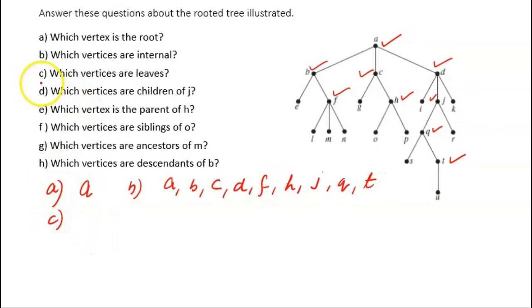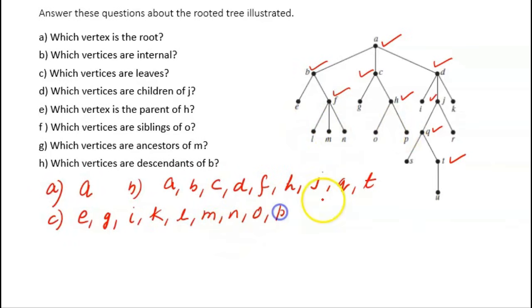Part C, which vertices are leaves. E, you can see that E has no children, so E is a leaf. G, then I, K, L, M and N, O, P, R, S and U. So these vertices are leaves. Part D, which vertices are children of J? So children of J are, where is J?